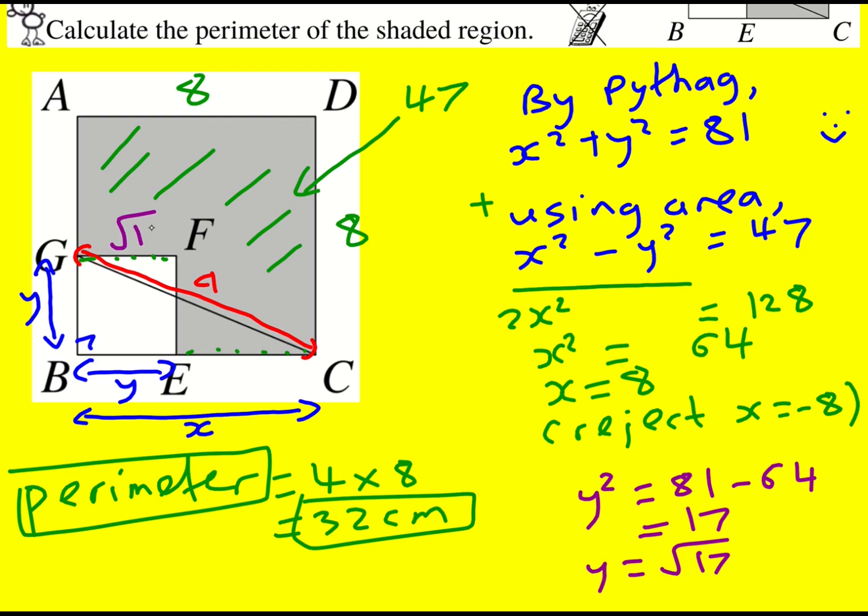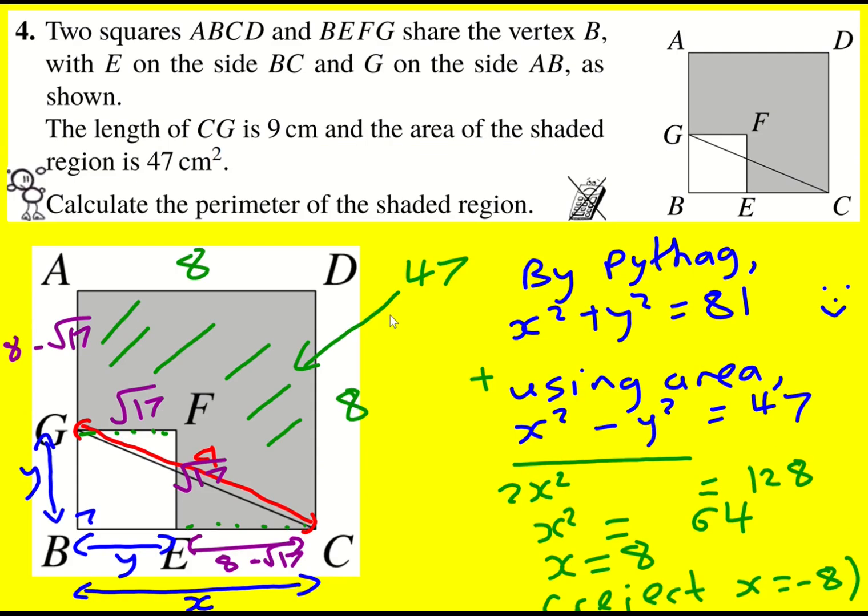But you can see if this is root 17 and root 17, then this would actually be 8 minus root 17, and you can see them cancelling out. When you add them together, we're going to get back to 8. And this one is 8 minus root 17 as well. So hey, I found it, but the main thing is all you need to do is find X, realize that the perimeter is still the same as the original square, and we're done.